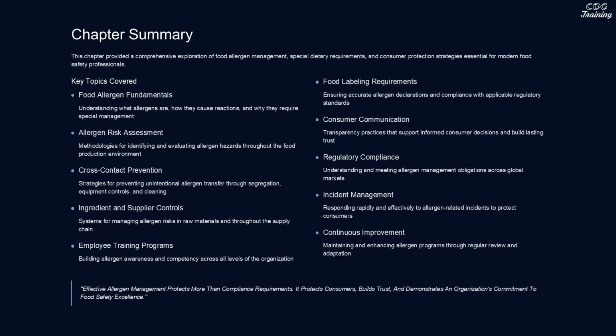This chapter provided a comprehensive exploration of food allergen management, special dietary requirements, and strategic considerations essential for modern food safety professionals. Key topics covered include food allergen fundamentals, allergen risk assessment, cross-contact prevention, ingredient and supplier controls, employee training programs, food labeling requirements, consumer communication, regulatory compliance, incident management, and continuous improvement. Effective allergen management protects more than compliance requirements. It protects consumers, builds trust, and demonstrates an organization's commitment to food safety excellence.